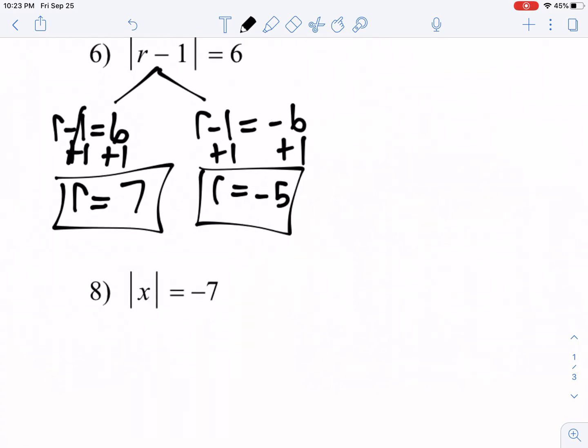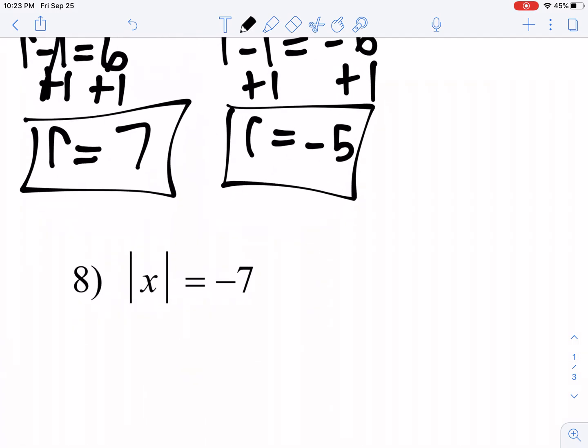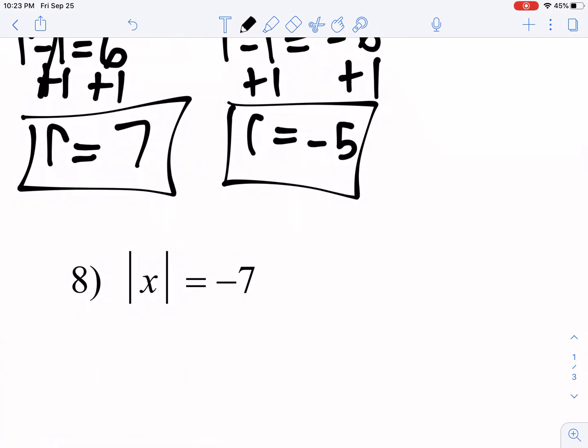Like in example 8 here, it says the absolute value of x equals a negative 7. Well, first of all, step number 1, is the absolute value by itself on that side? Yes. Step number 2, this is where it comes into place. And here's why, guys. An absolute value, is the absolute value positive or negative? Positive, right? Because it represents distance. Absolute values are always positive.